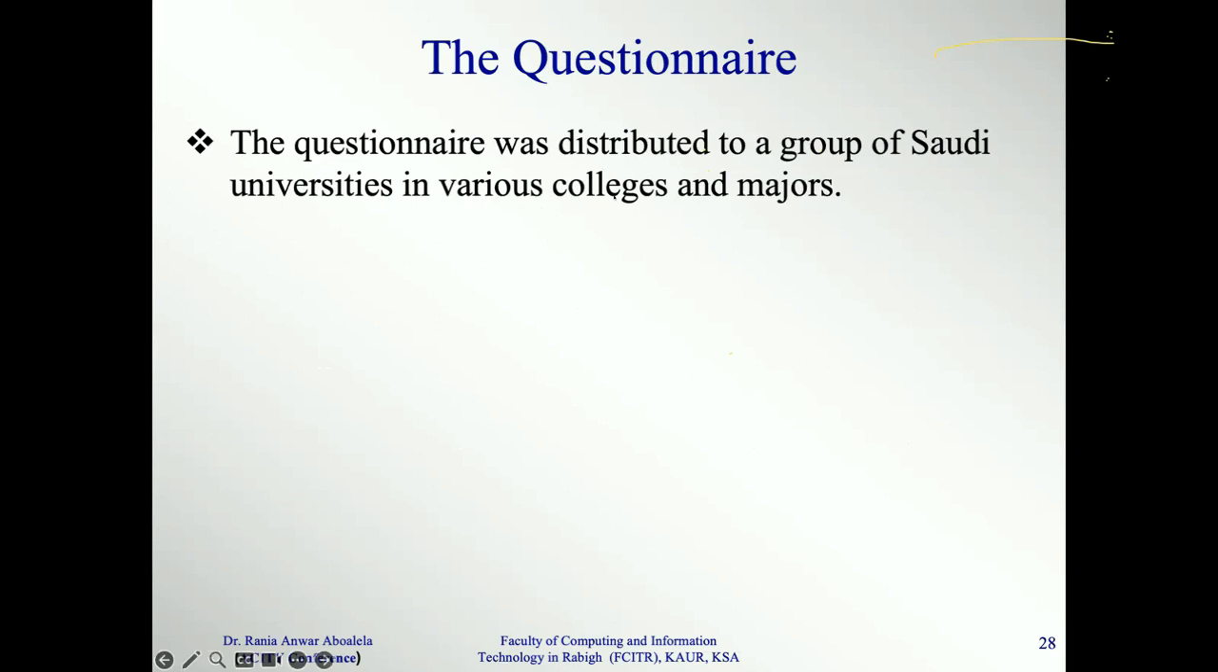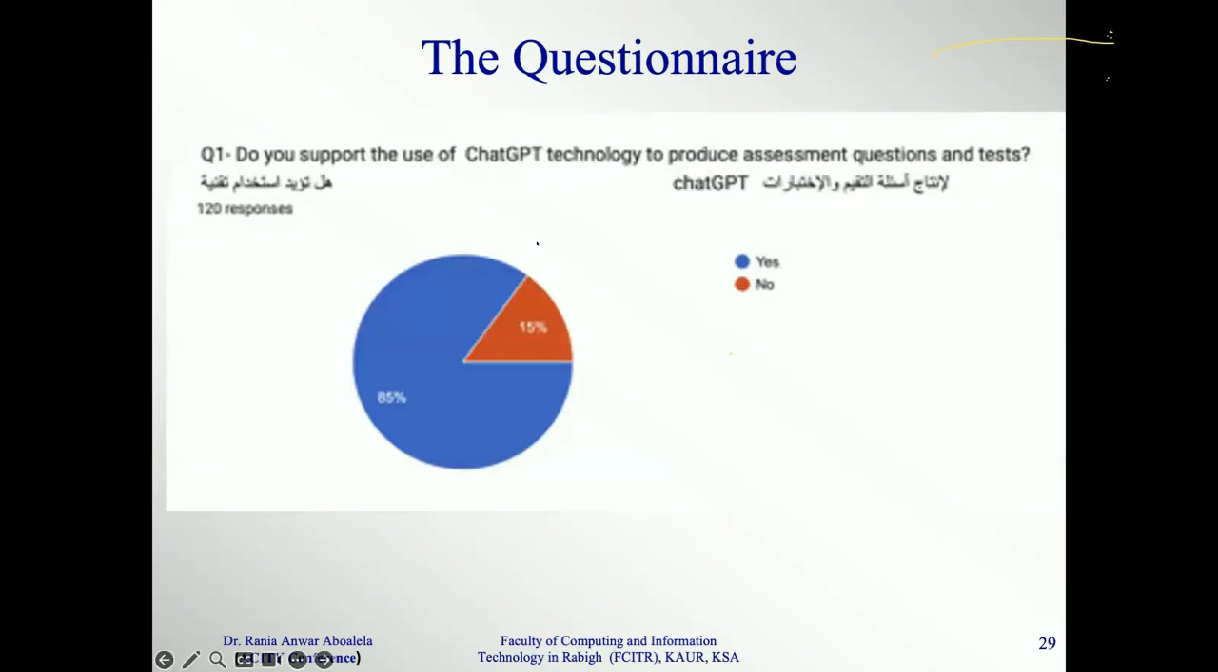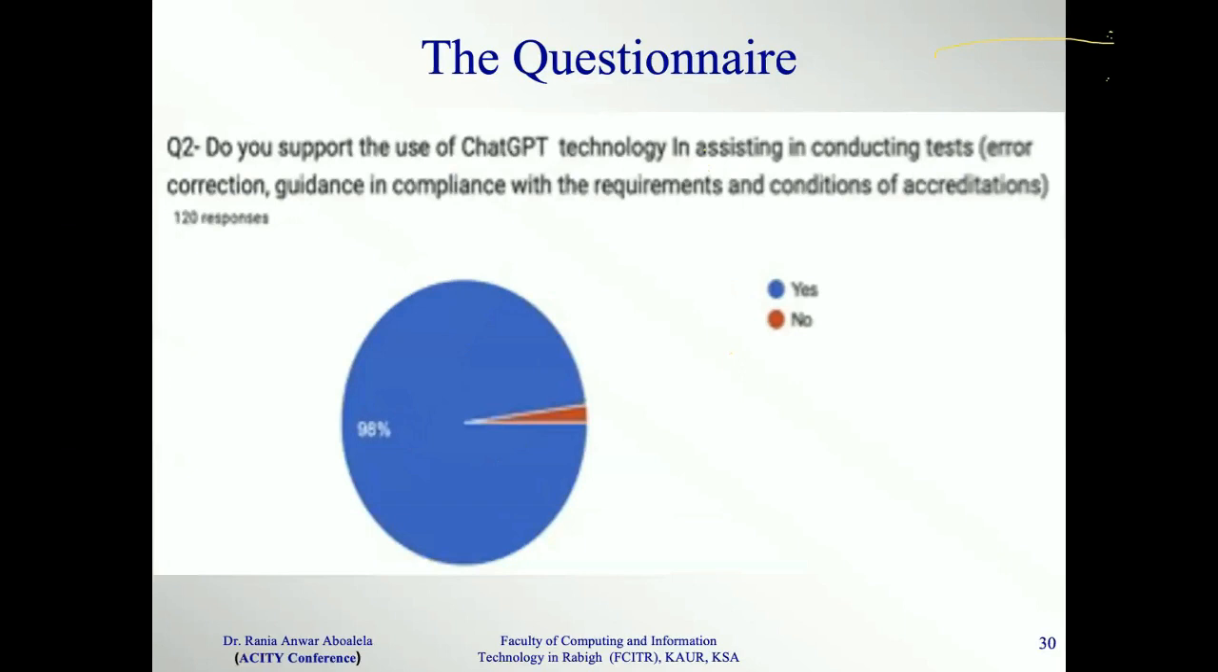It was distributed in Saudi universities. For question number 1, do you support using ChatGPT to produce assessments? There is no 15% and yes 85%. And for the second question, to edit or correct, there is 98% agreement and 2% not agree. The participation was 120.